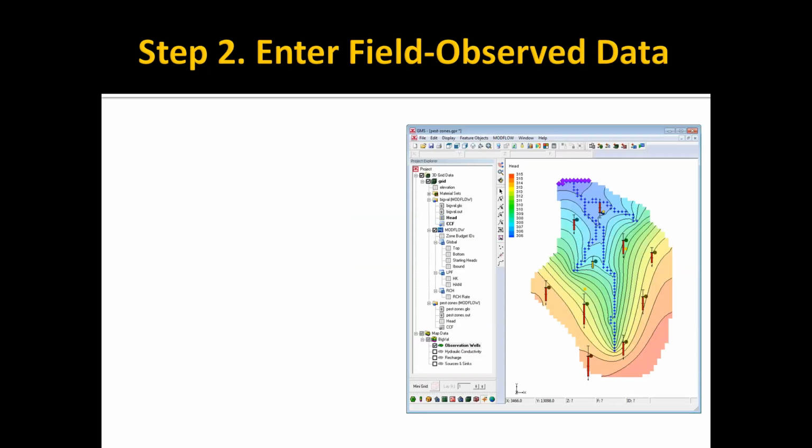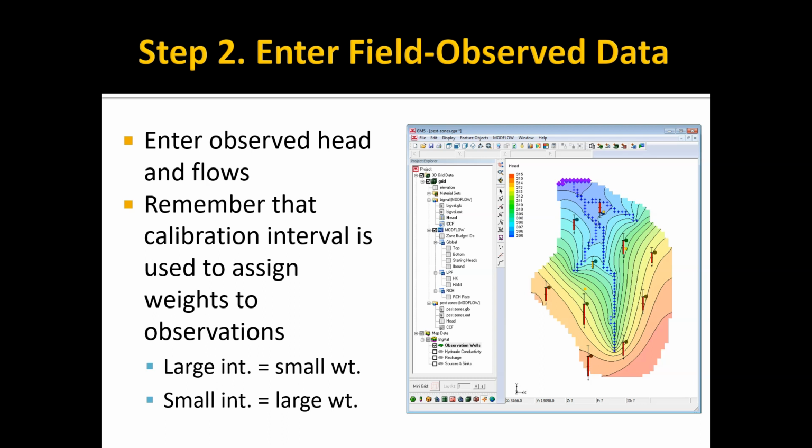Step number 2, enter your field observed data. These are basically your observed heads and flows that we talked about in the previous lecture. And as you do that, it's good to remember that the calibration interval that you enter for these observations is used to assign the weights to the observations.